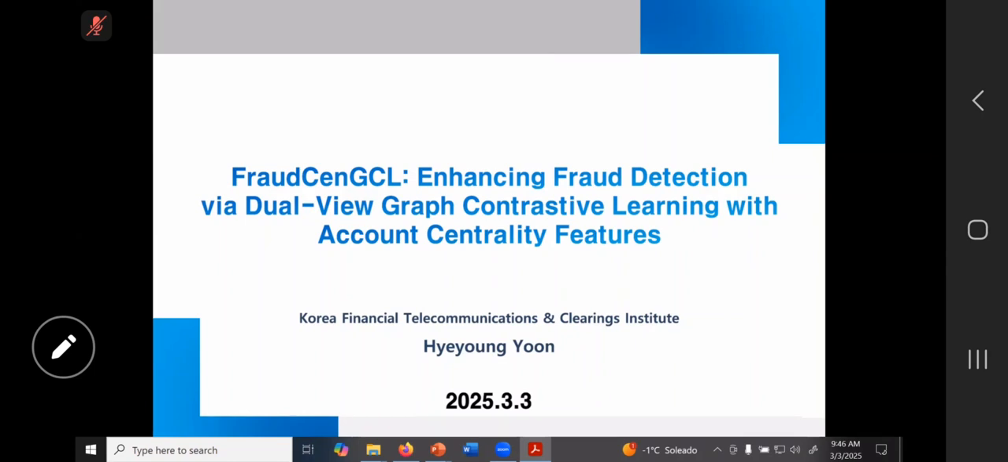So today I'd like to introduce a novel model. We named it the fraud centrality graph contrastive neural network. It uses account centrality features.